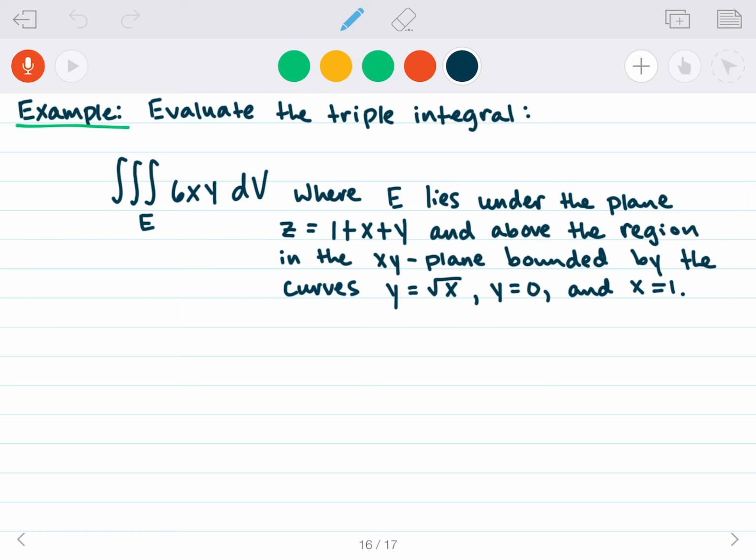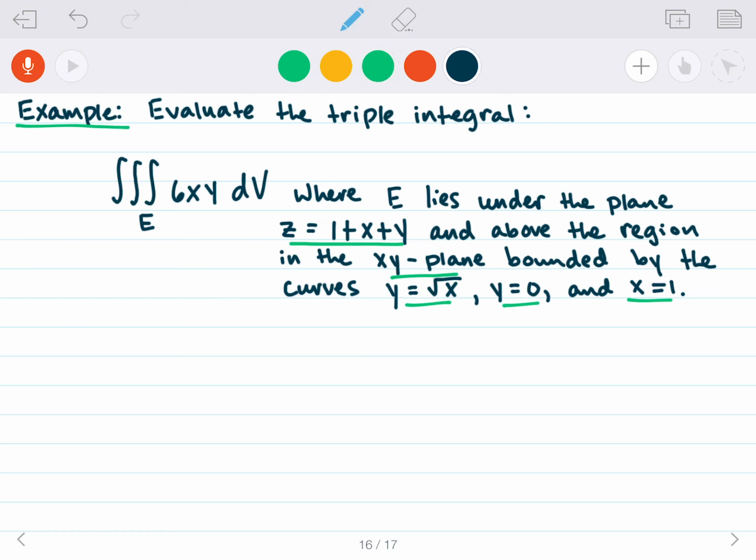Alright, let's try this one. So evaluate the triple integral. So here we have a function 6xy, so that's actually a 3D surface. We can visualize this if we want to. And it says E lies under the plane z equals 1 plus x plus y, and above the region in the xy plane bounded by the curves y equals square root of x, y equals 0, and x equals 1.